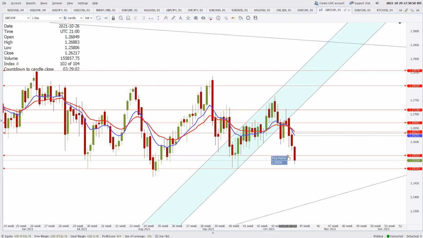GBPCHF, yesterday we said that 1.2550 is possible in this market. The price has achieved that and has gone below that, has made an intraday low of 1.2521. Right now it is trading at 1.2533. So next target is 1.2503, and in case it starts going up, then 1.2550 will start acting as a resistance for the market.